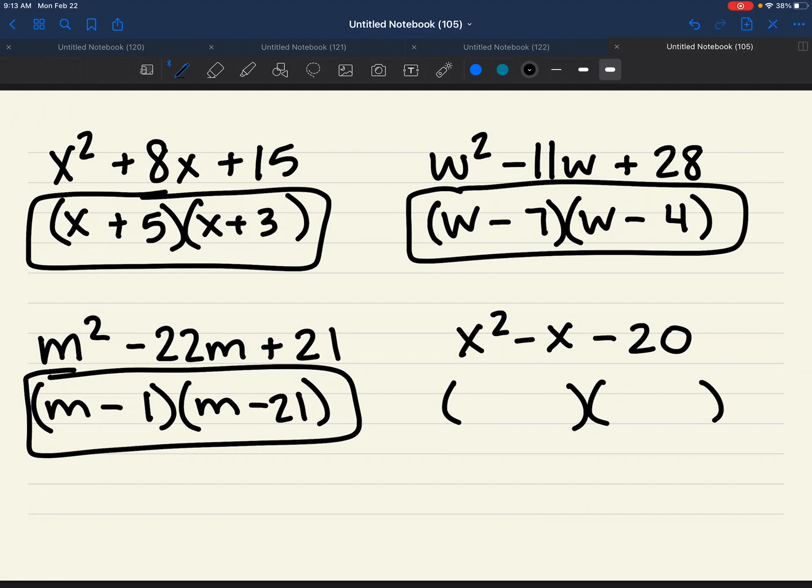Anybody want to try this one? Ryland? You would take your x's down, so you would put an x in the first parenthesis and an x in the second one. Okay.